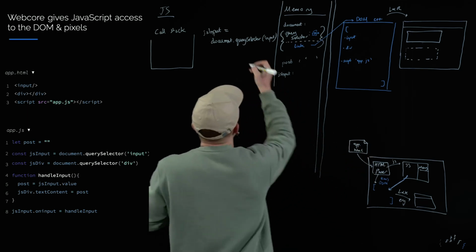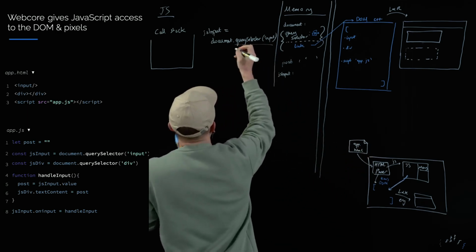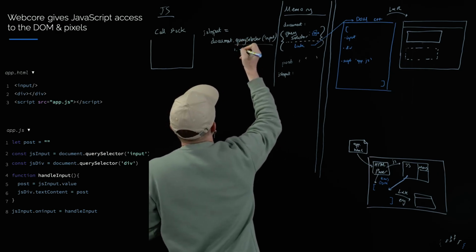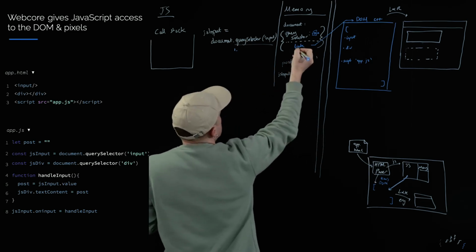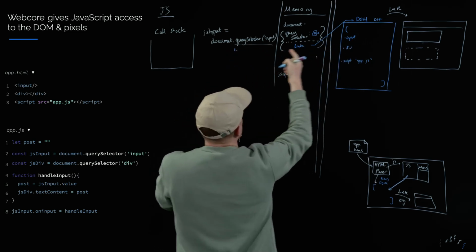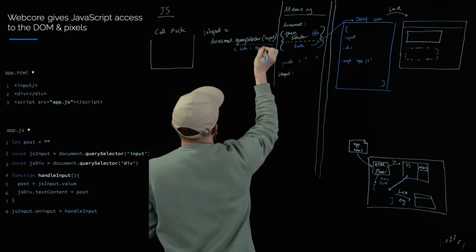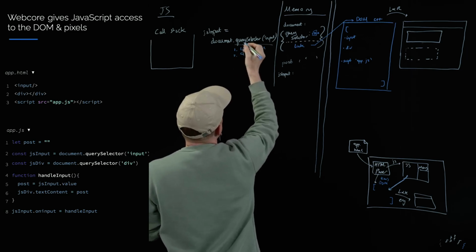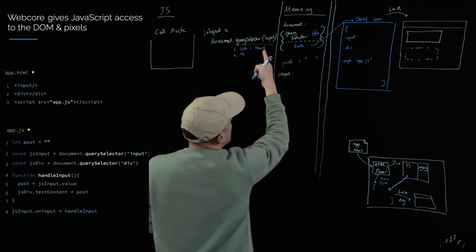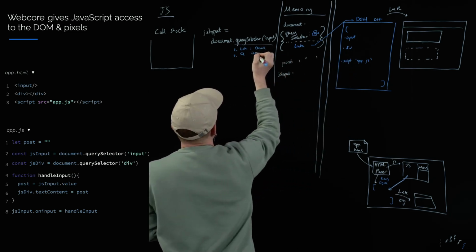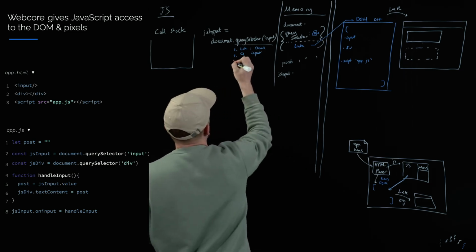No. So instead, query select. So let's write it out here. So we get one. We're going to look at the link to the document, which is a link to the entire list of elements, the DOM. Two, we're going to query, we're going to search for a given selector, a label by which we can select something, which is input.